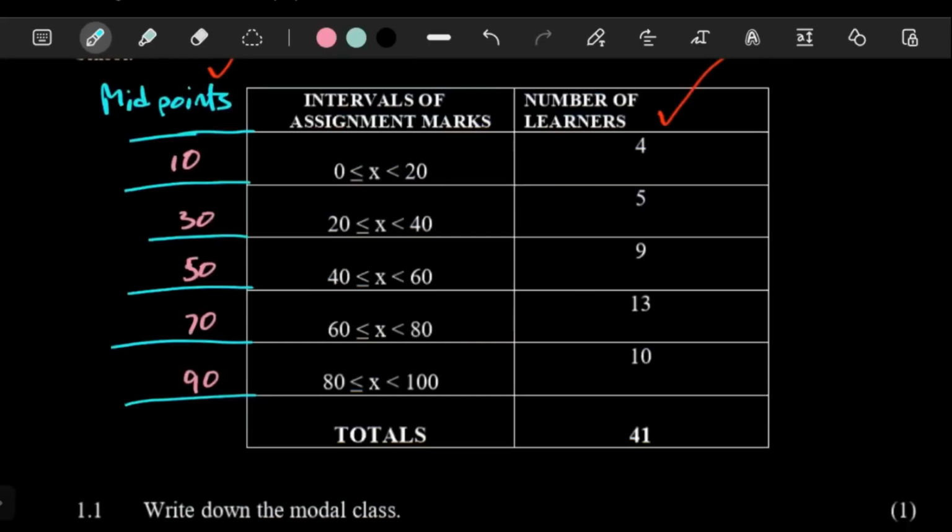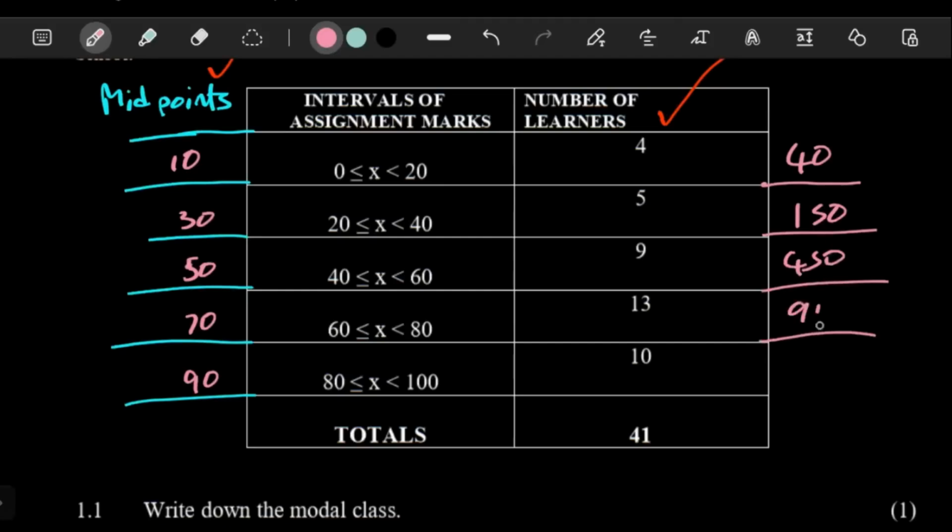And then the idea is, all that your calculator does is take the midpoints and multiply each of these values. So for example, 10 times 4 is going to be 40. 30 times 5 gives you 150. 50 times 9 gives you 450. 70 times 13 gives you 910. 90 times 10 gives you 900.